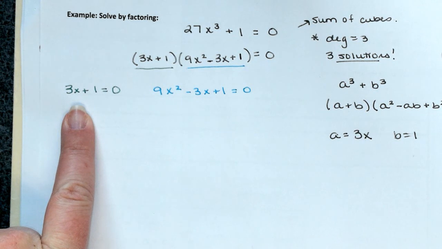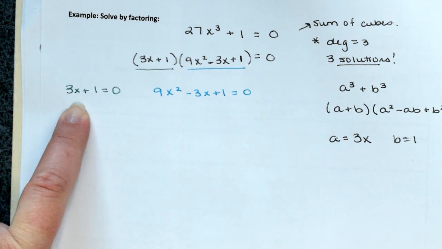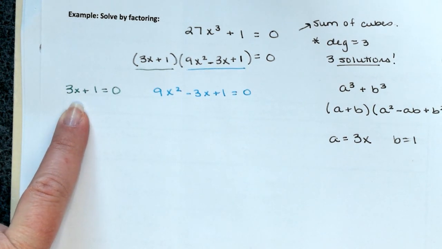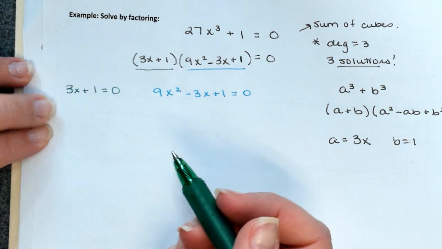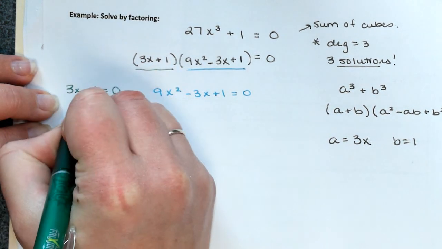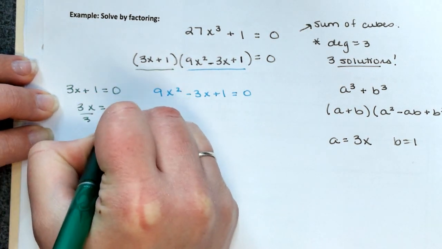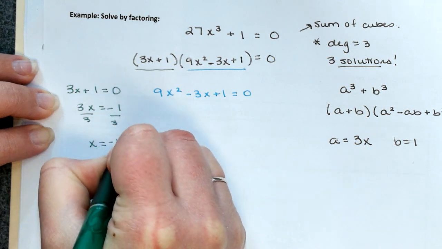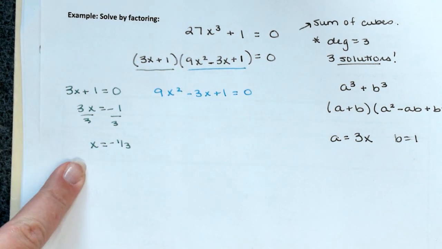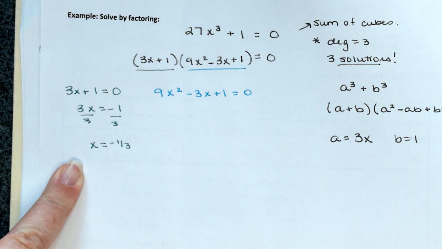This is just a linear equation. You guys know how to solve that. You've been solving it for years. What do I do first? Subtract 1 on both sides. Then what? Divide by 3. X equals negative 1/3. So far, I have one solution.